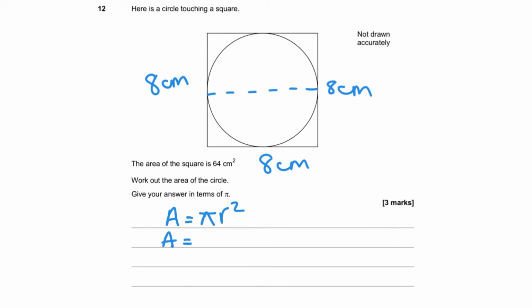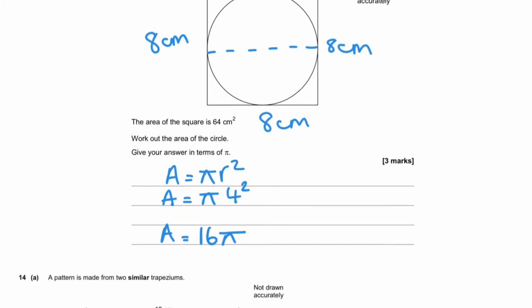So our area is going to equal pi times half of the diameter. So half of 8 centimetres is 4 centimetres, so it's 4 squared. So our area is going to be equal to 16 times pi.